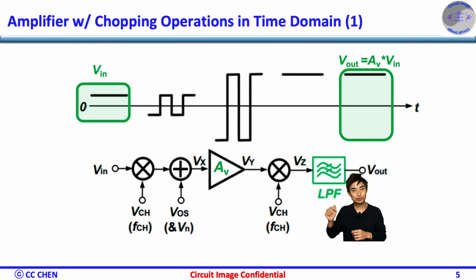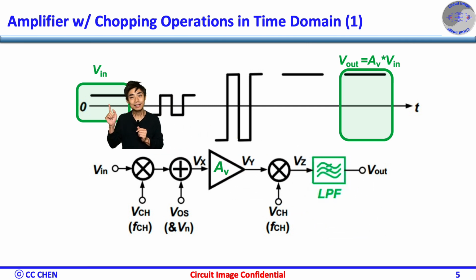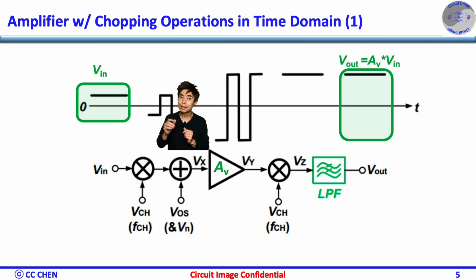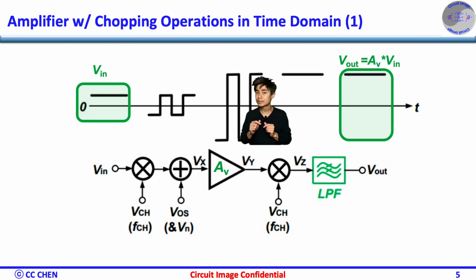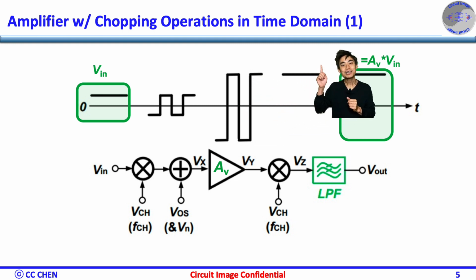Okay, the chopping topology is exactly the same as we saw in the continuous offset cancellation in the frequency domain. So let's go through the input signal and offset one by one. The input signal Vin, in this case, passes through the first chopper and converts into the square wave. The square wave signal is amplified into a larger square wave. Then, the larger square wave signal goes through the second chopper to get back to DC at a bigger level.